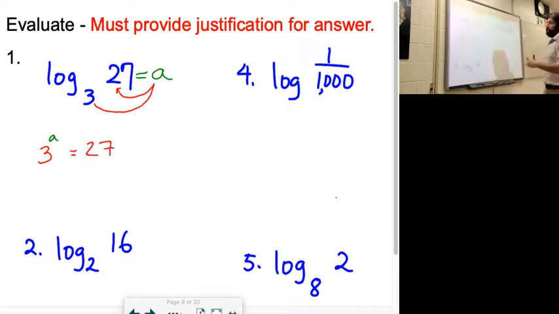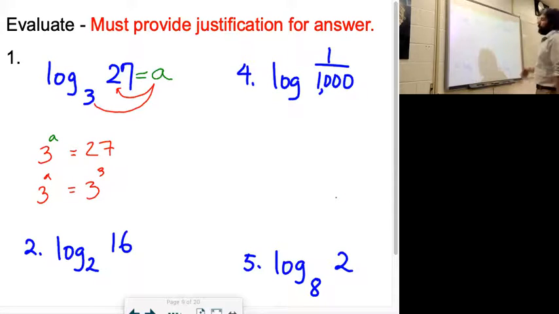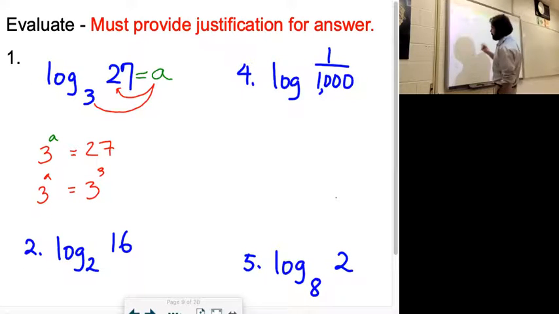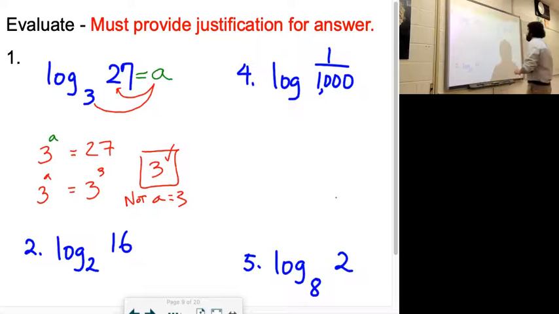And then this is more related to the warm-up, right? Can I rewrite these in the same base? I can. 27 can be expressed as 3 cubed, right? So on the left side, I still have 3 to the a. On the right side, I have 3 cubed now. And now I know that my exponents are equivalent because the bases are the same. So a must equal 3. That's a true statement, but the answer is not a equals 3. It's just a, okay? It's just 3, right? So the answer here is 3 only, not a equals 3, just 3. Okay? That's number 1. Number 2 is down below.